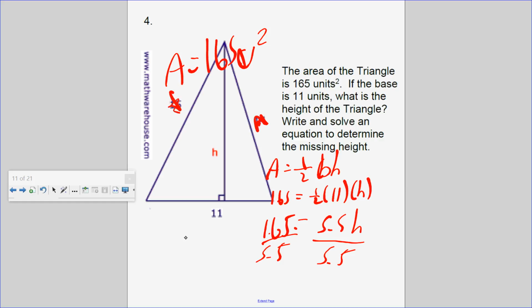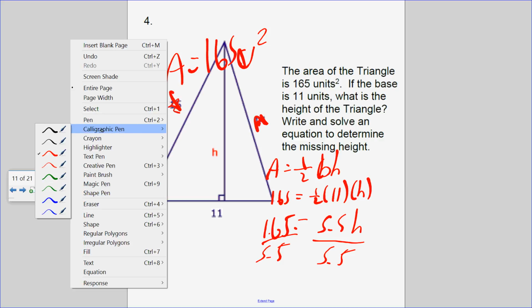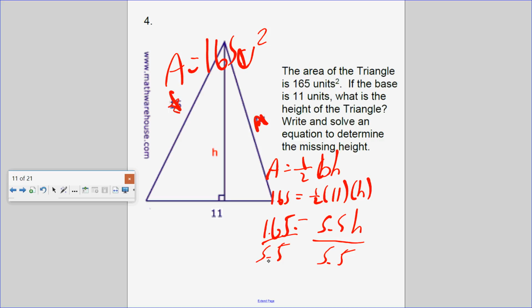So if we divide, again, do you like dividing by decimals? I don't know about you, but I personally don't. So I'm going to move this decimal one over. It becomes 55. So I move this one over.